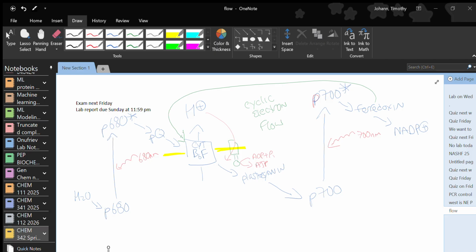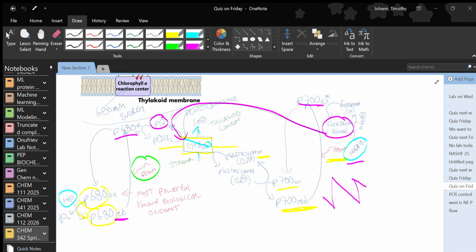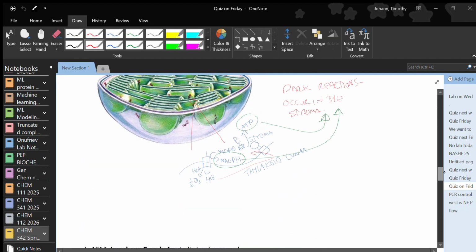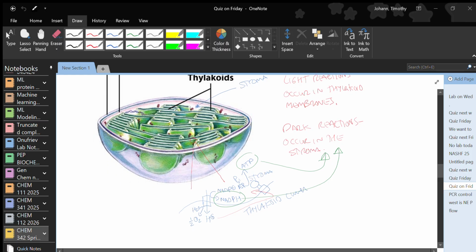Wait, sorry, you said there's an ATPase by the cytochrome complex. There's an ATPase in that membrane. Okay. So if we go back, I'm going to go back to my chloroplast picture from previous class. Let's look at that. So what's going on here with the chloroplast? Actually, here's the picture right here.